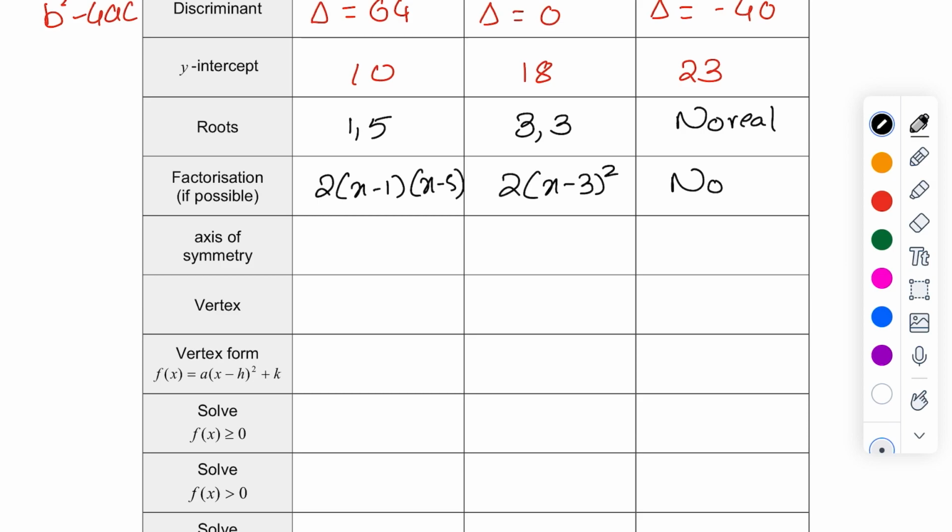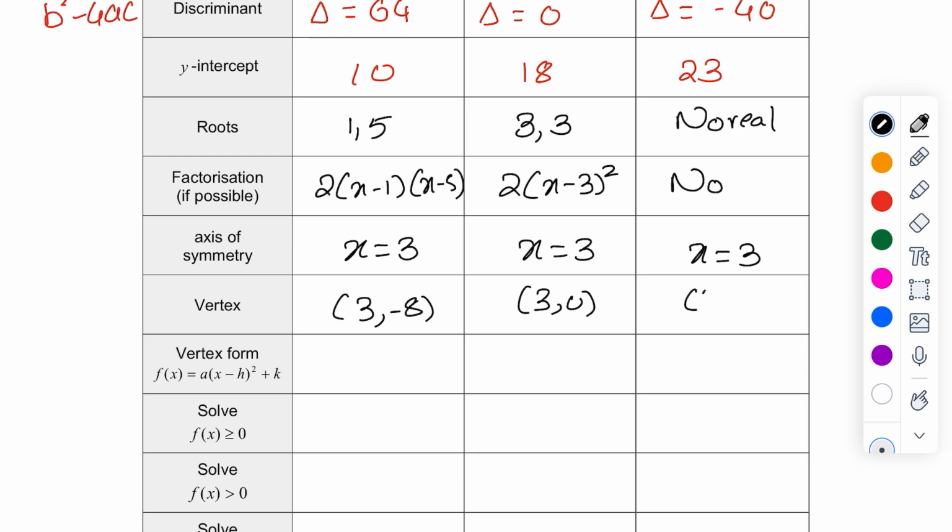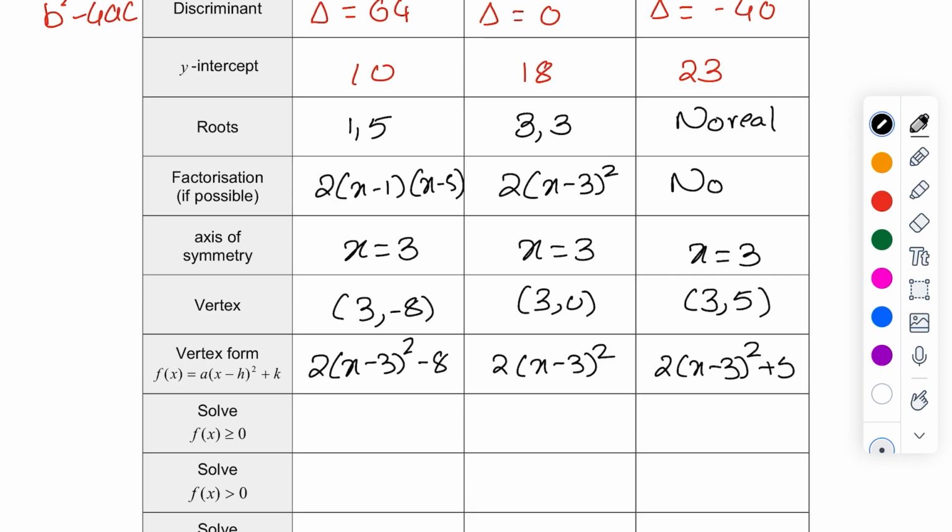Axis of symmetry. Now the line between the roots. What is the line between the roots? 1 and 5. What is the line between 1 and 5? X equals to 3 is going to be the axis of symmetry. Now for this one also, x equals to 3 is the axis of symmetry, and for this one too, x equals to 3 is the axis of symmetry. Vertex. Vertex from the graphing calculator, 3 comma negative 8, 3 comma 0 and 3 comma 5. Now vertex form, once I know the vertex, so 2 times of x minus 3 whole square minus 8, 2 times of x minus 3 whole square, and 2 times of x minus 3 whole square plus 5.